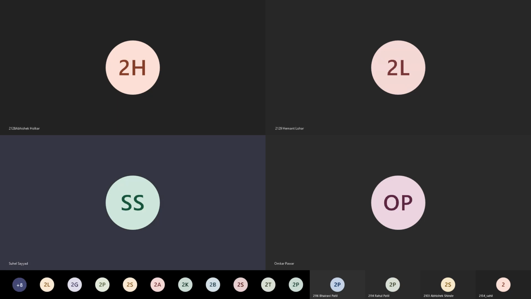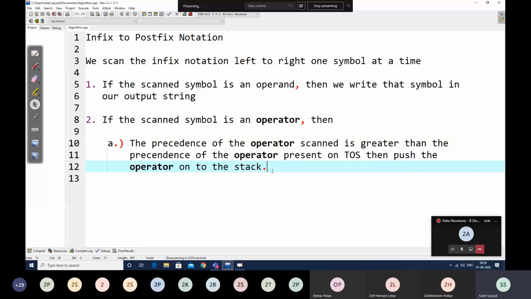I'm sharing my screen. Just let me know if the screen is visible. Is the screen visible? Yes, sir. Okay.